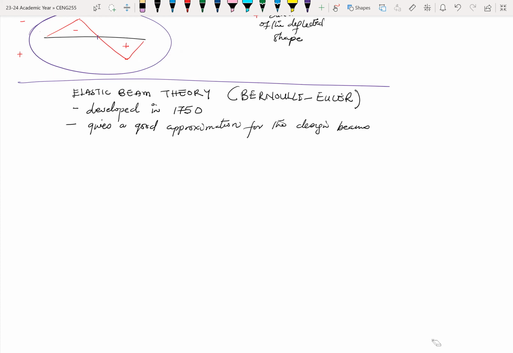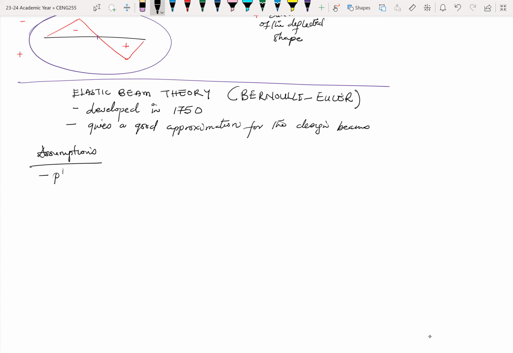You'll spend a bit more time on this in strength of materials. Once you start looking at the stresses in beams, you would spend a bit more time on these beam theories. I just take you through the basic aspects of it for the purpose of understanding this course, but then you delve deeply into it when dealing with strength of materials. So this was developed in 1750, and it has some assumptions. We'll look at what the assumptions are, and I'll explain them shortly.